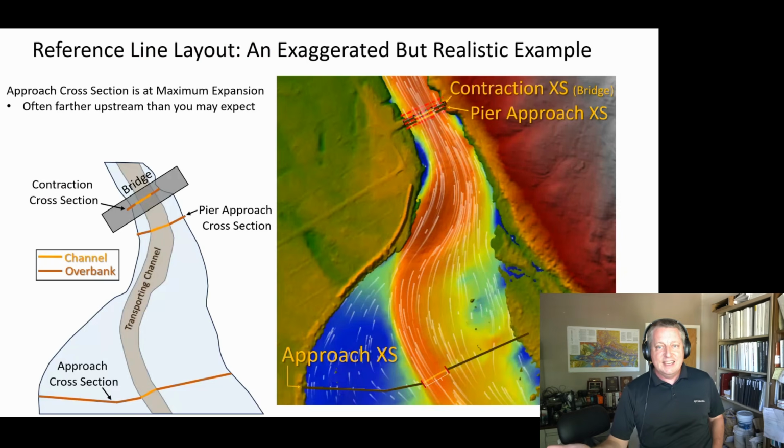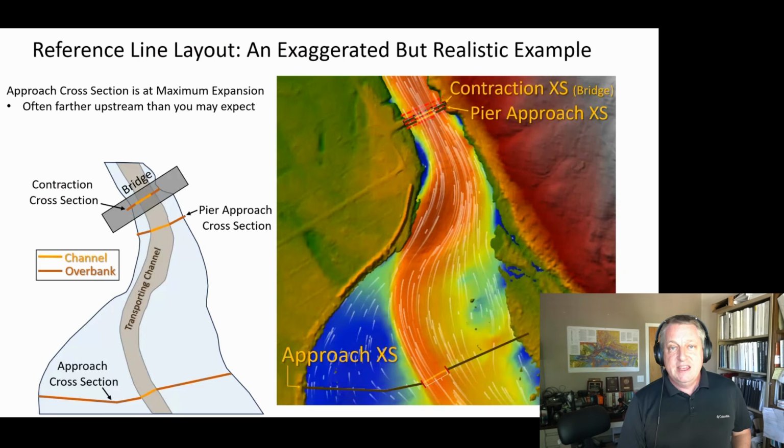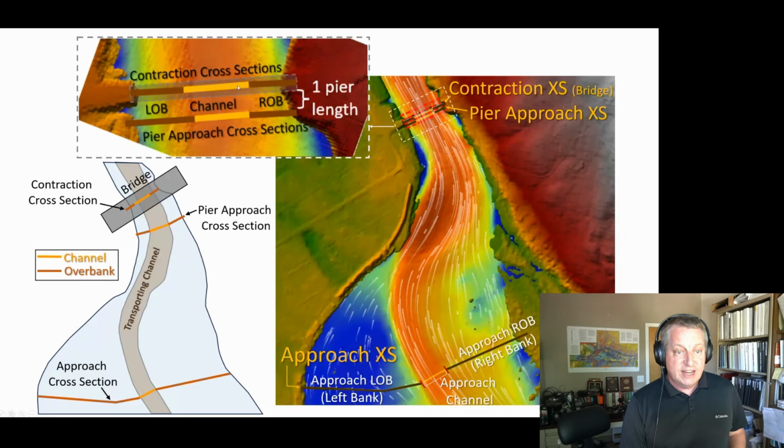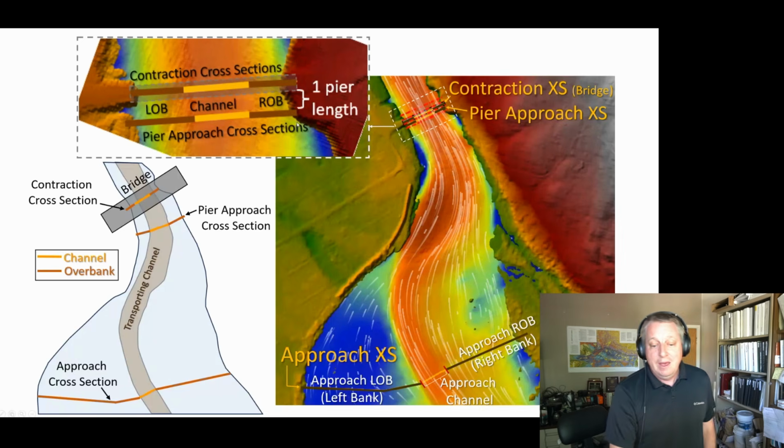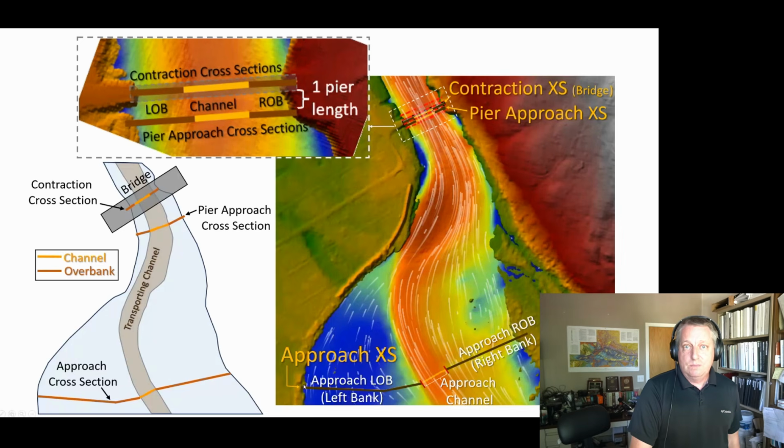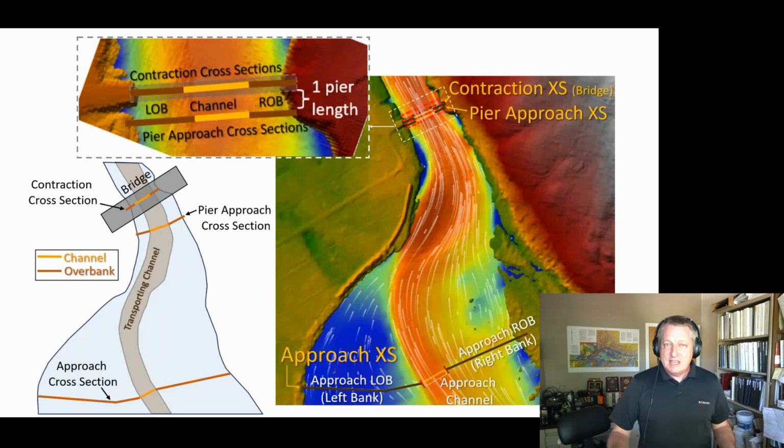Here's something a little more realistic. Here's an actual river with these laid out. The reason I show you this is because one of the things you can see is that up here, we have our contraction cross-section and then our pier approach cross-section is really close to it, 1 pier length. But then our approach cross-section is pretty substantially upstream. And in interacting with Federal Highway, one of the things that they've said to me is that people put their approach cross-sections too close to the bridge. You need to actually look at where flow is fully expanded, because this is all part of the contraction process that will lead to scour.